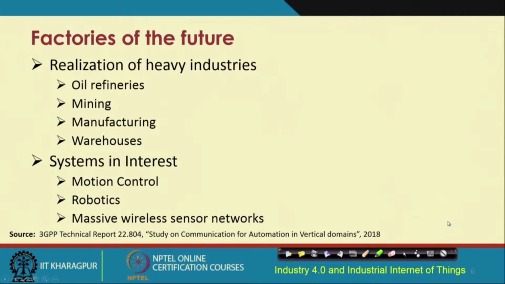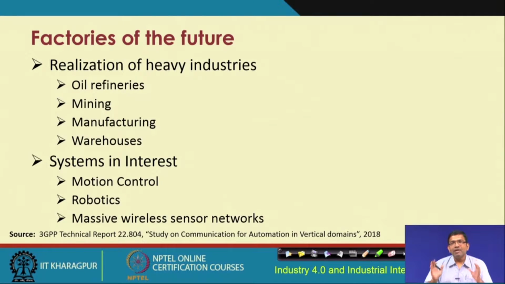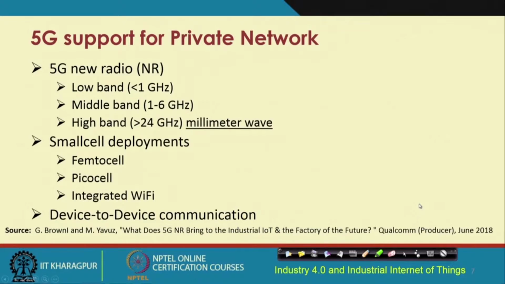Factories of the future. Here basically we are talking about catering to the heavy industries primarily, such as oil refineries, mining industry, manufacturing industry, warehouses and so on. And the interests of the different systems, for example, motion control, this is very important, robotic machinery, sensor networks, massive wireless sensor network deployments, all of these are requirements specific to the smart factories or the factories of the future. So, 5G technology could be used to build different private networks within these different industries.